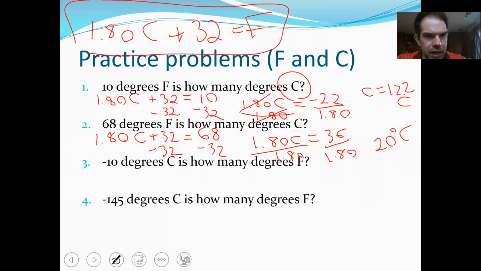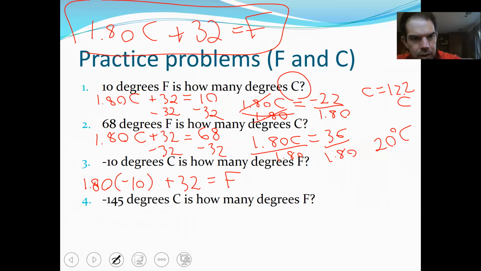Okay. Negative 10 degrees Celsius. So it'd be 1.8, and then in the parentheses is negative 10 plus 32. That's going to equal F. So it's just a matter of running it in there. The first thing you'll do is 1.8 times negative 10, and I end up with negative 18. So it'll be negative 18 plus 32 equals F.